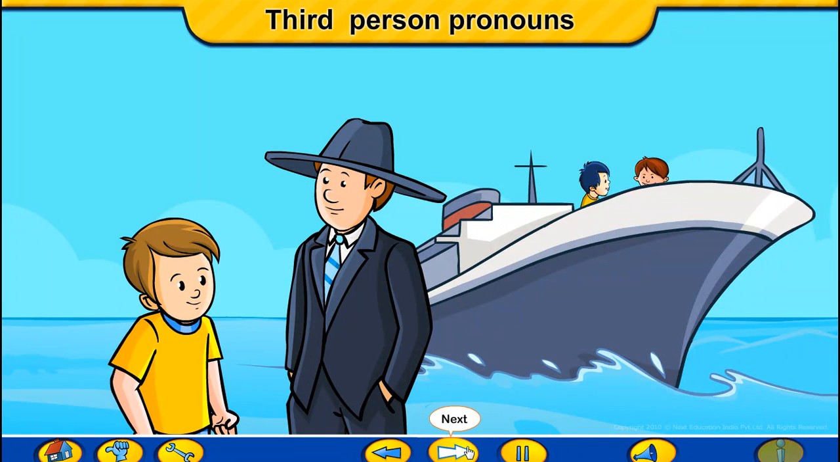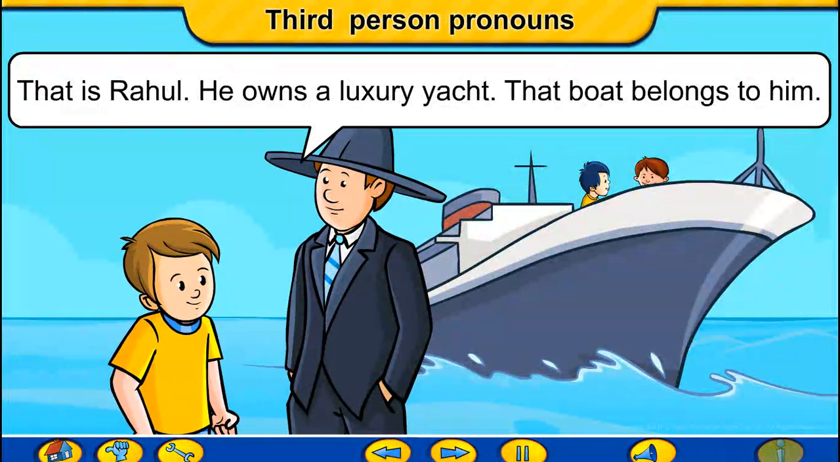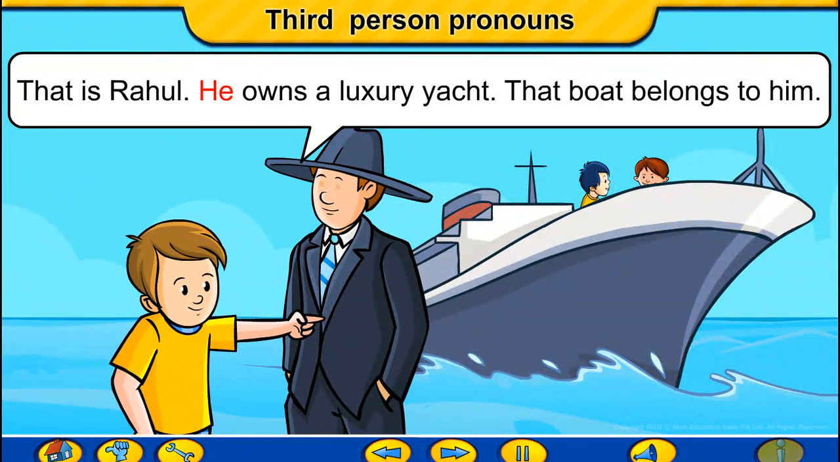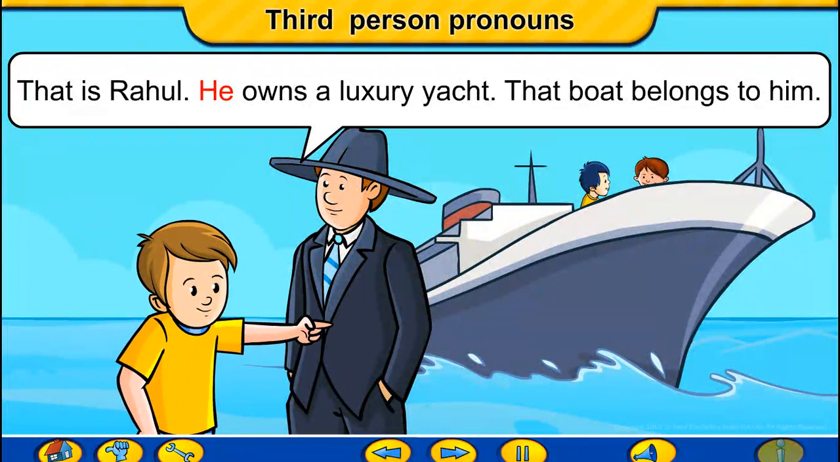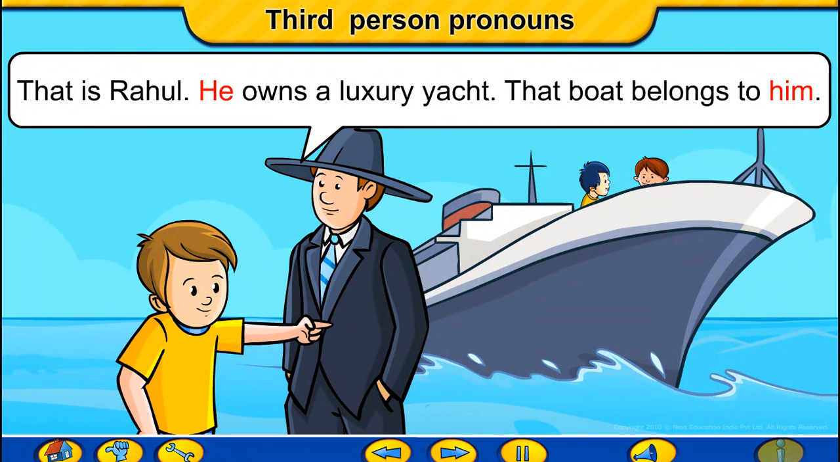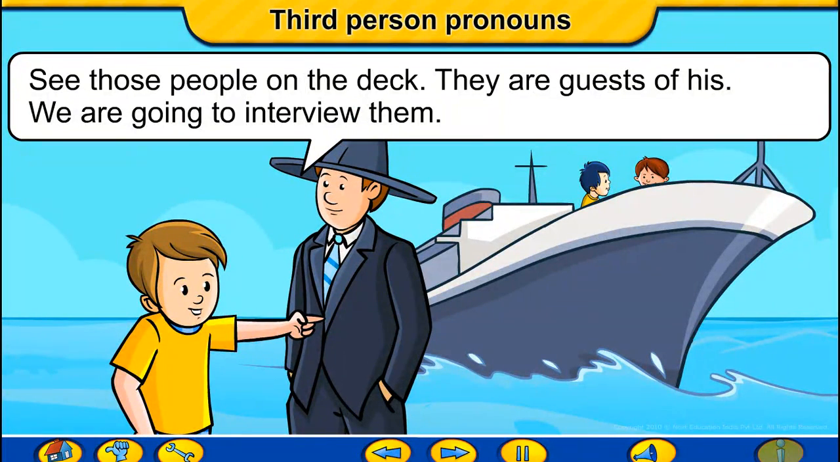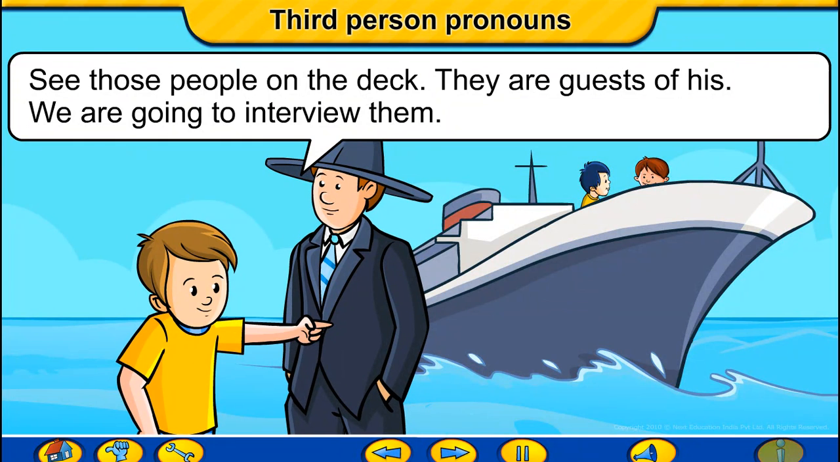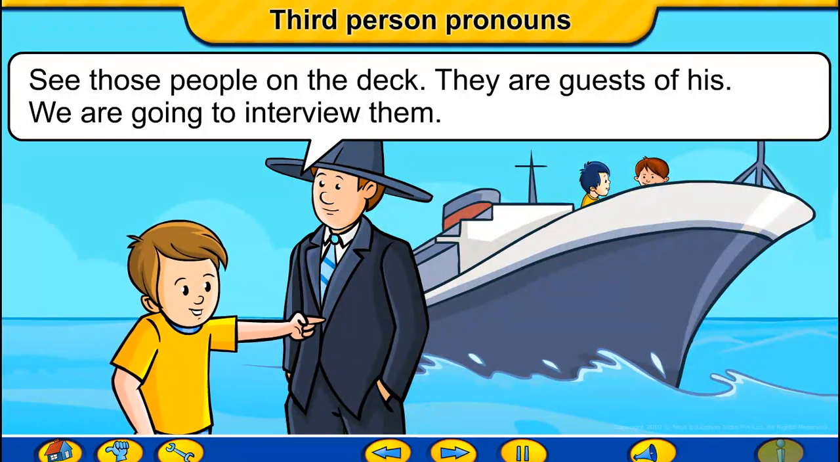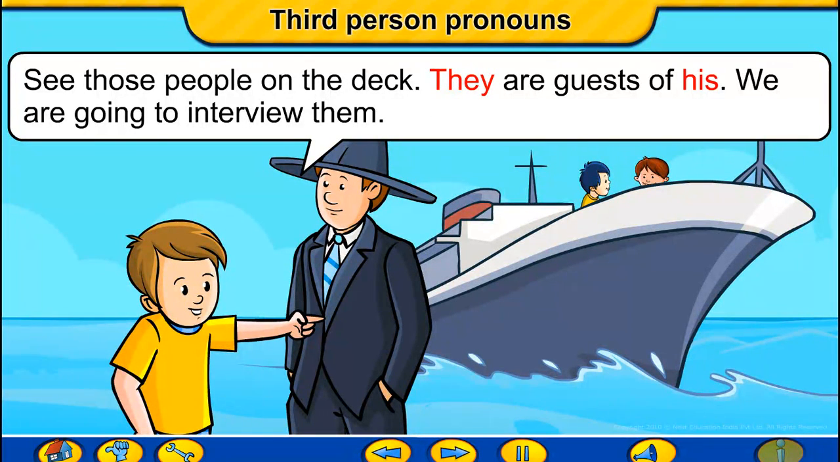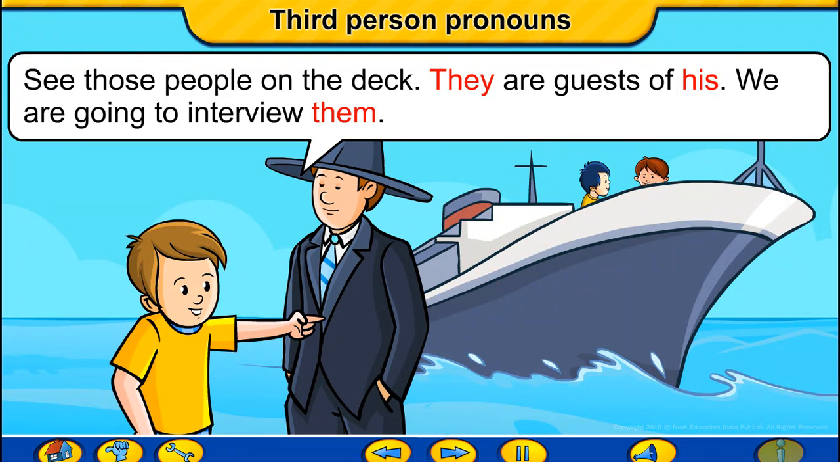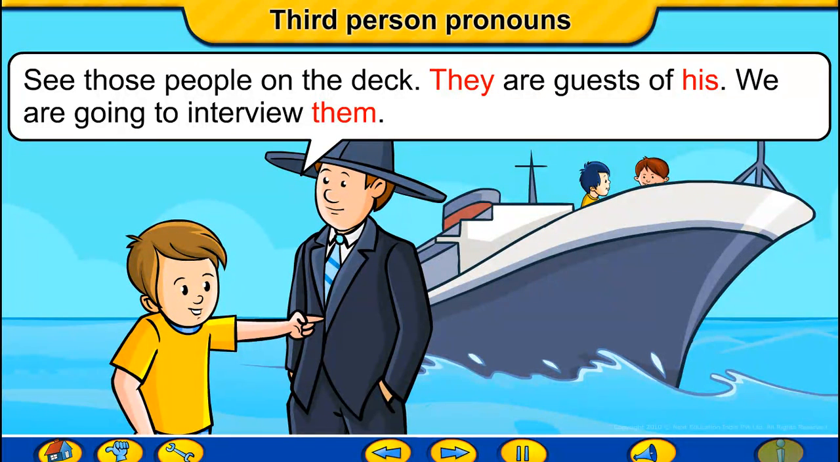For example, take the sentences, that is Rahul, he owns a luxury yacht, that boat belongs to him. See those people on the deck. They are guests of his. We are going to interview them. Here the pronouns they, his, and them are used for third-person pronouns.